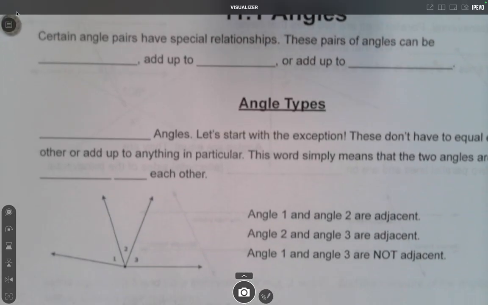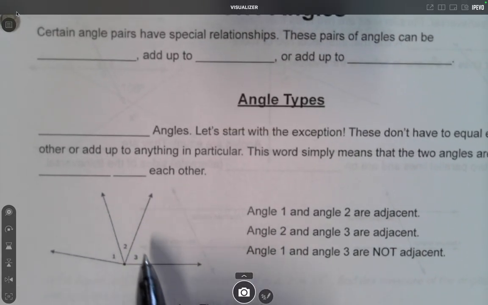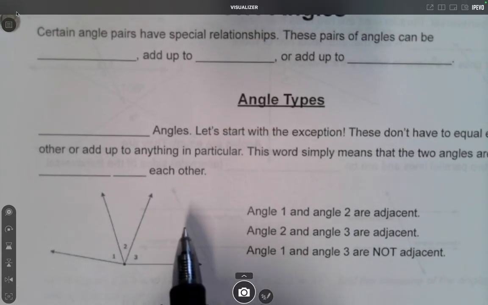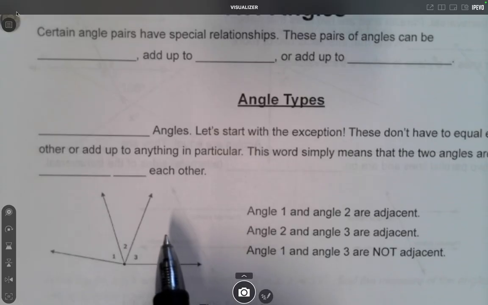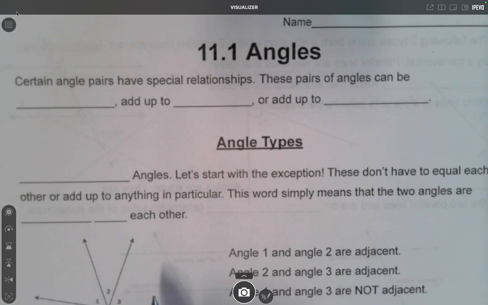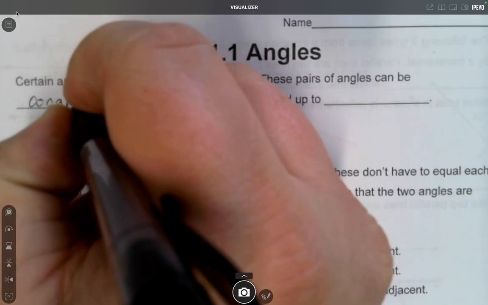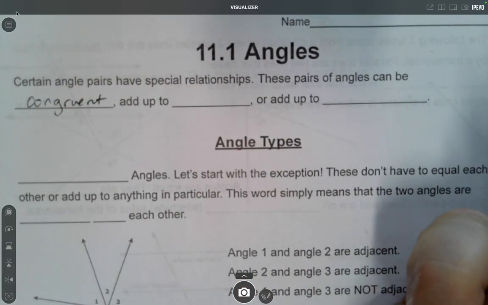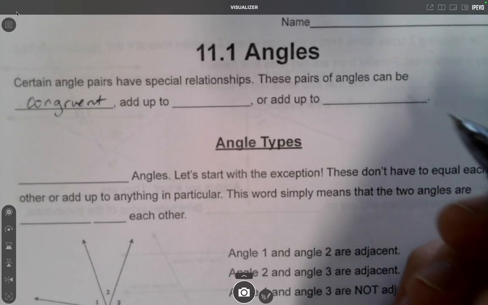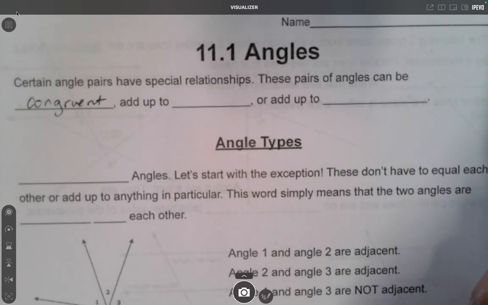So as you can see, looking down here, this thing has angles, but this is not a triangle. So there certainly are angles inside of shapes, but there can be angles that are not related to a specific shape too. Certain angles have special relationships. For example, these pairs of angles can be congruent. Lots of the relationships we'll look at will tell us the two angles are congruent. That means their measures are the same. They're both 35 degrees, or they're both 42 degrees, or whatever.